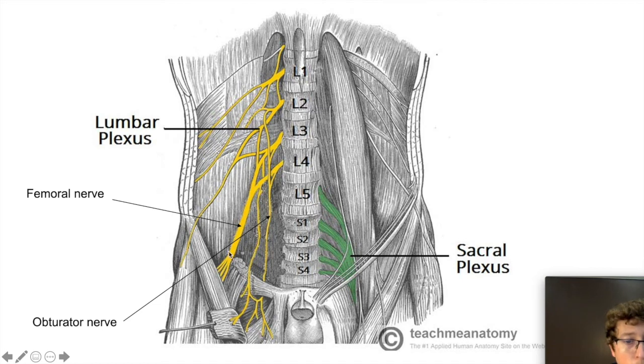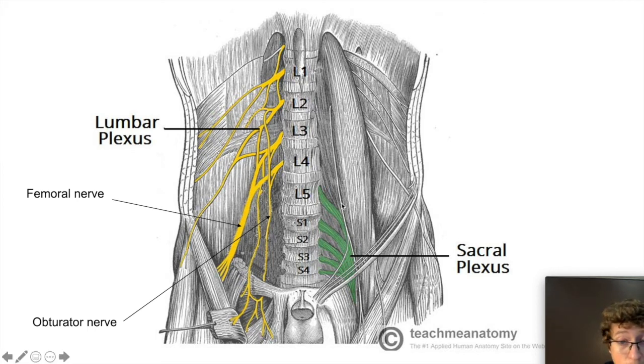The femoral nerve is going to run down the front of the femur and innervate the anterior thigh muscles. So this would be like the rectus femoris, vastus medialis, and vastus lateralis, also known as the quadricep muscles.